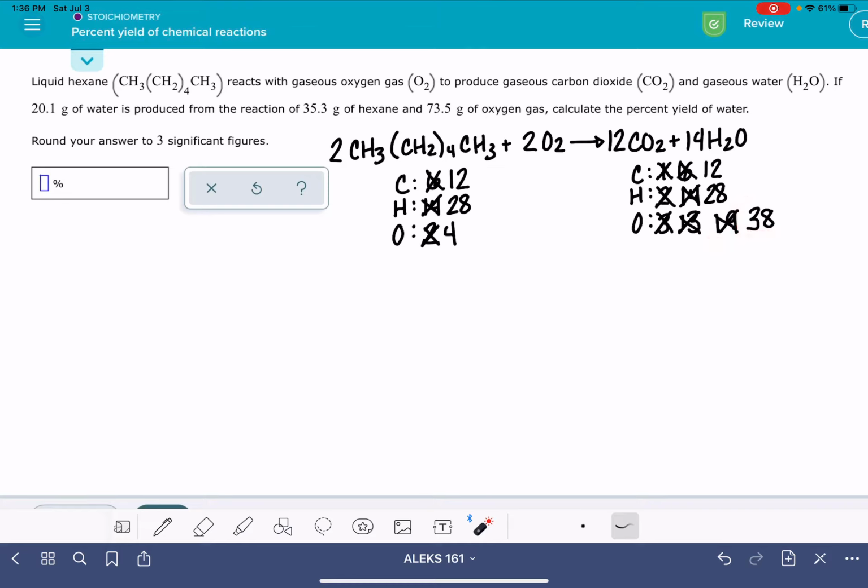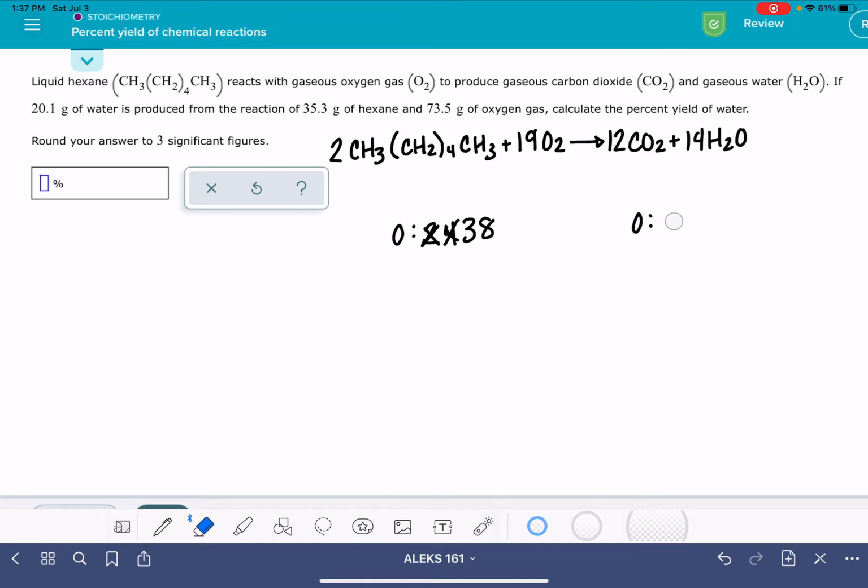Now I need 38 oxygens on the left instead of some weird number. So the question becomes, what times 2 equals 38? It's just 19. 19 O2 is going to give me 38 oxygens on the left. So once I get the equation balanced, I'm going to erase this bookkeeping that I did here to give myself a little bit more room, and now I'm ready to work on the problem. We haven't even actually started the problem yet.